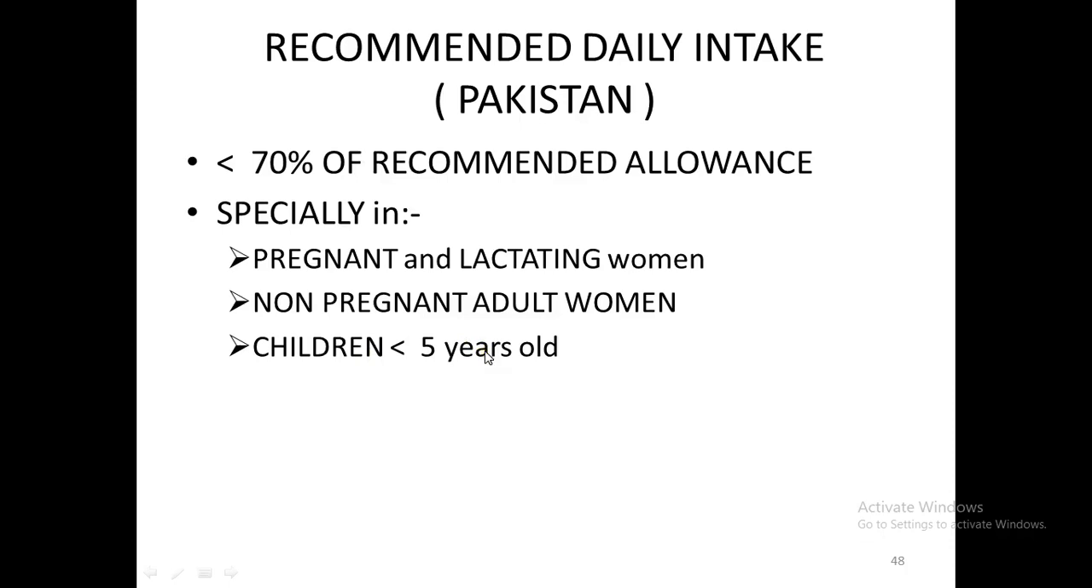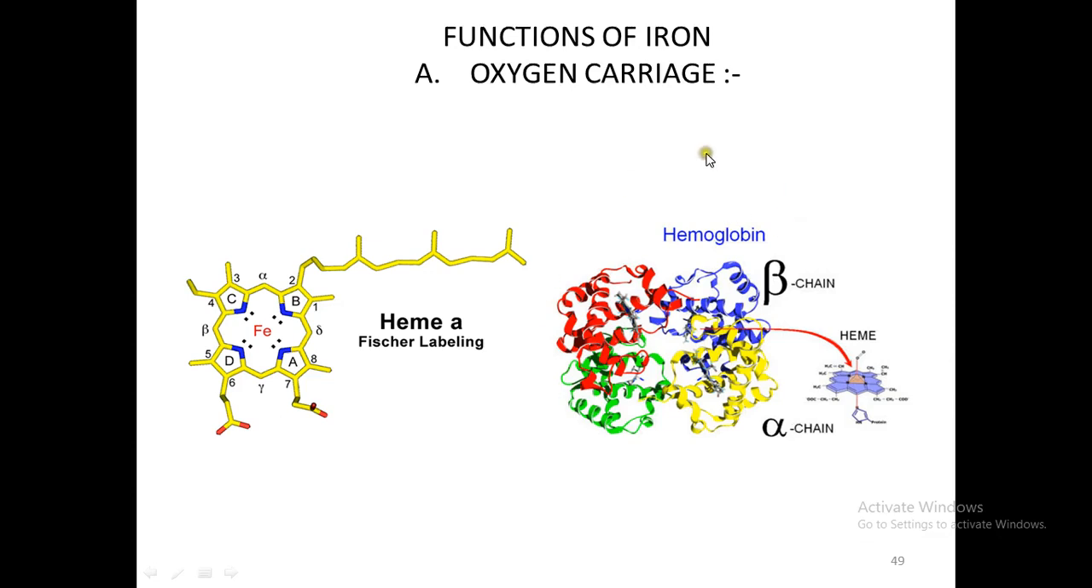Children less than 5 years old are also taking less, and they have also inherited iron deficiency from their mothers, who, if they have iron deficiency anemia because of malnutrition, then their children are also born with depleted iron stores. So in children less than 5 years old, we do find a lot of iron deficiency in all these three categories of patients. What are the functions of iron?